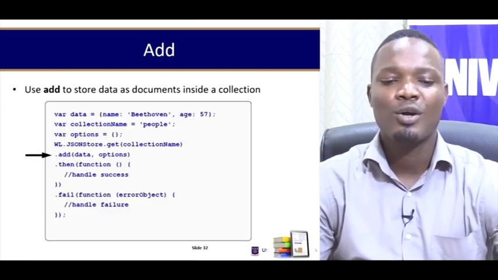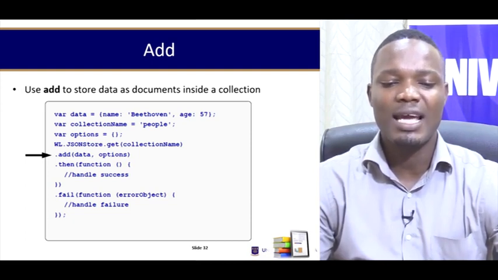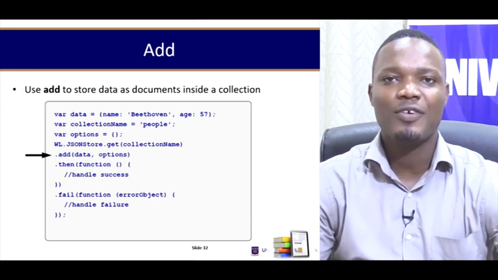To add data, we are going to call on the .add and pass in the data and the options as required. Just like is shown in the slide, here our collection name is people. We have the data that we've initialized to the name Beethoven and an age of 57. So then when we call on WL.JSONStore.get, passing in the collection name, we do a .add and then we pass in the data we want to add. Then finally there's the .then and there's the .fail. This one is for a success and a failure respectively.